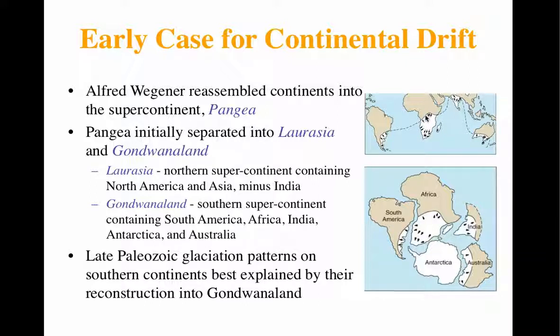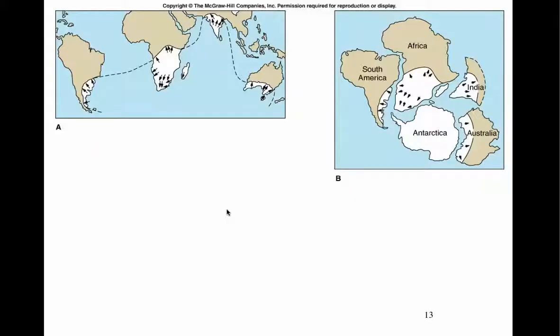Now, Wegener named the early original continent Pangaea. He didn't know that before Pangaea there were probably other supercontinents. His idea was that Pangaea separated to Laurasia the northern part, and Gondwanaland, the southern part. And again, here are the glaciation patterns that he observed. Same glacial patterns on 5 different pieces of the earth.